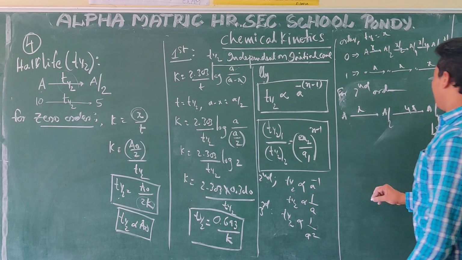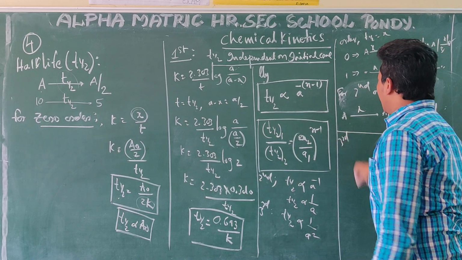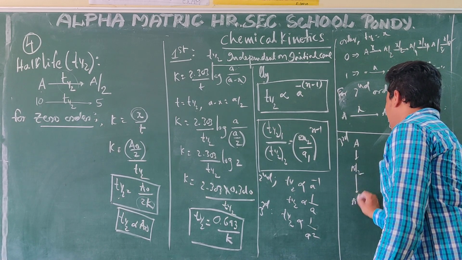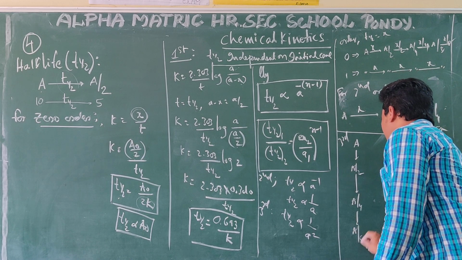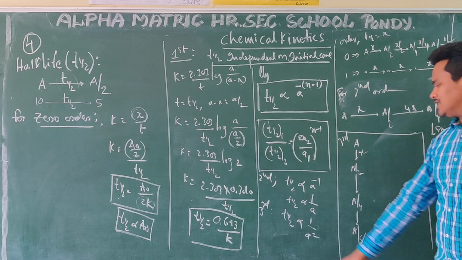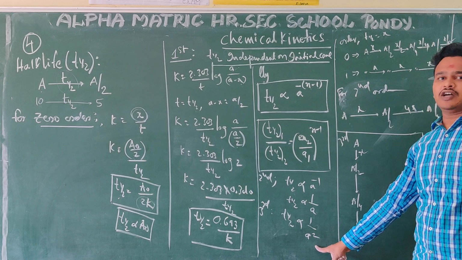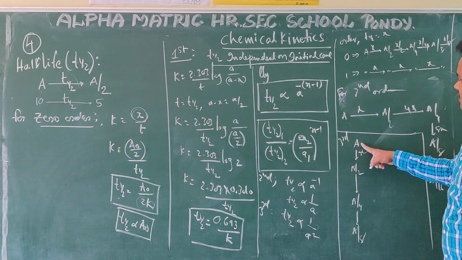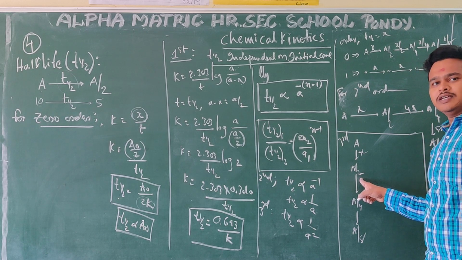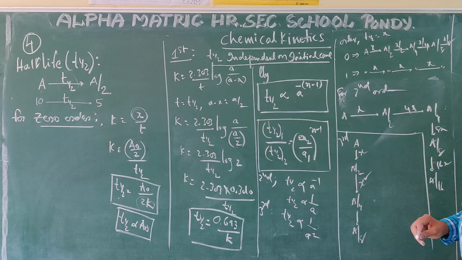Similar way for third order. For a third order half life, what can you say? A, after that A by 2, A by 4, A by 8. For this one, let it be x, for example. What is it telling? T half is inversely proportional to the square of the initial concentration. Initial concentration decreases by 1 by 2, which is a 2 times decrease, so it has increased by the square of 2 times.